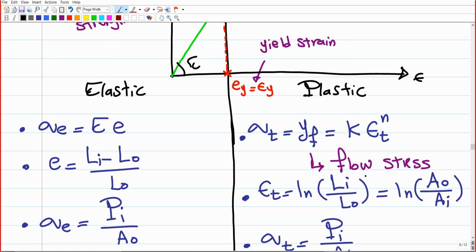This is the amount of stress needed to keep the material flowing under the action of very high stresses in plastic deformation.